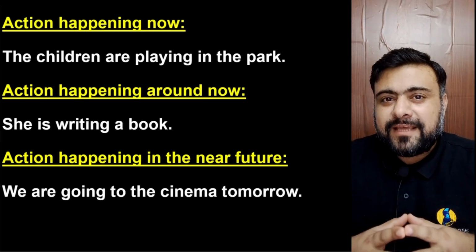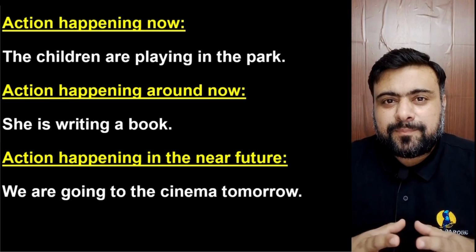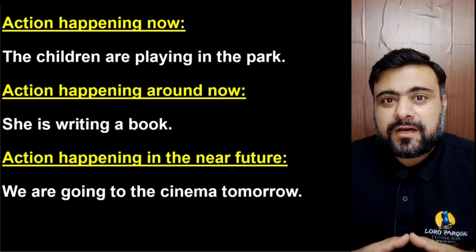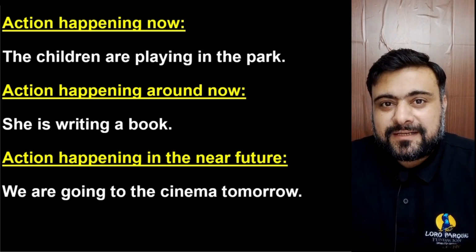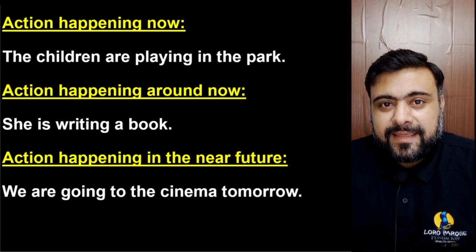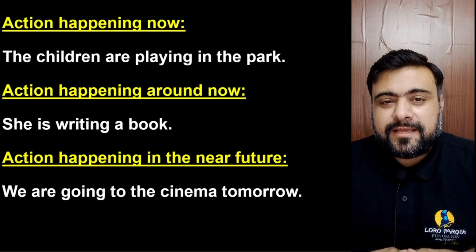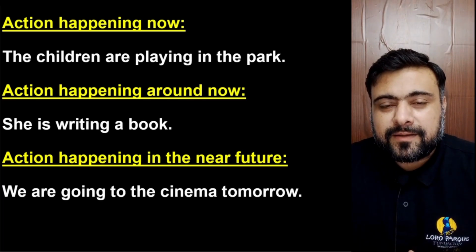The example of the action happening now is: the children are playing in the park. Now, the children are playing in the park. At this very moment, the children are in the process of playing in the park. The play is on. The play is underway. So now the children are playing in the park.